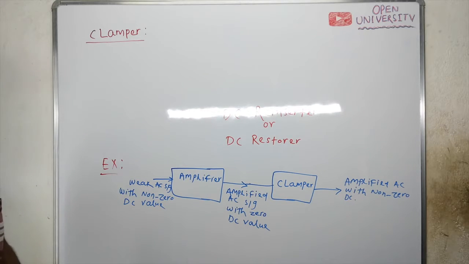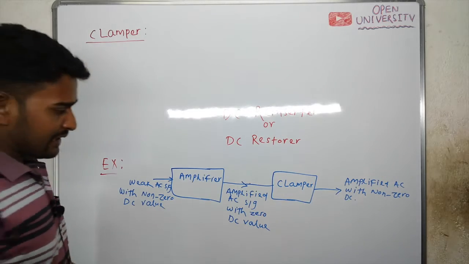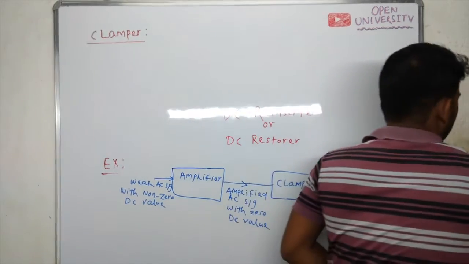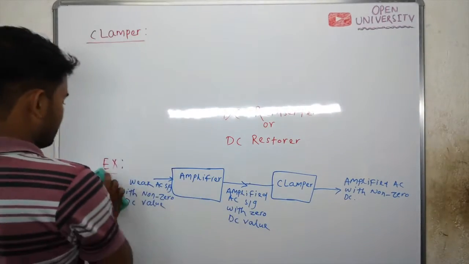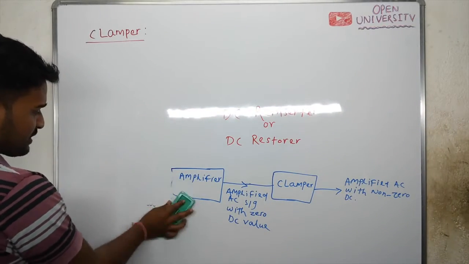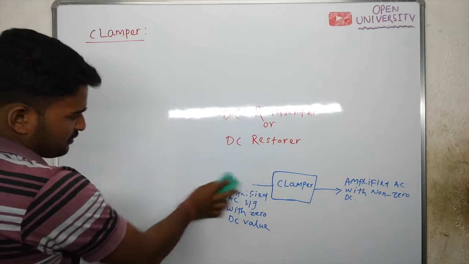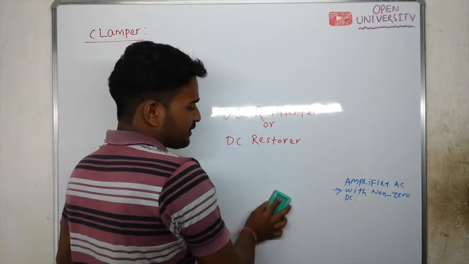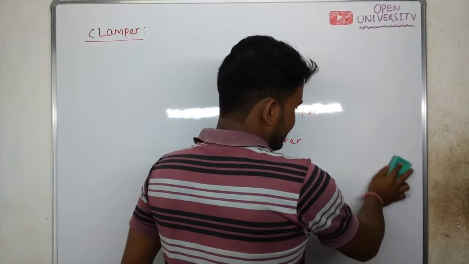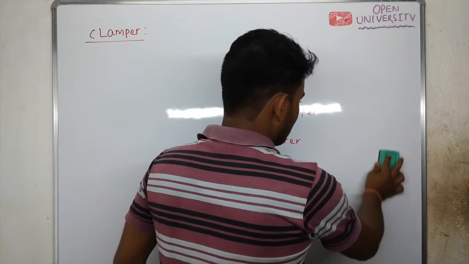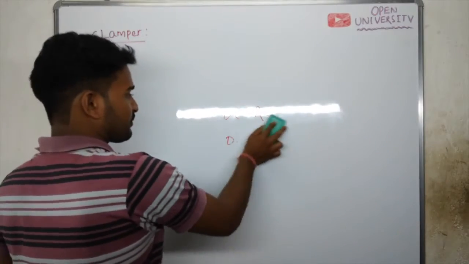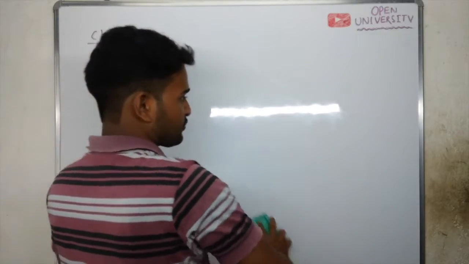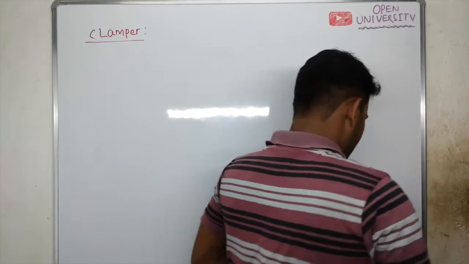Now we can classify clampers as negative clamper and positive clamper. There are two types of clamper. What is a negative clamper? It will add negative DC voltage to the AC waveform. And what is a positive clamper? It will add positive DC voltage to the AC waveform. So a clamper is of two types.